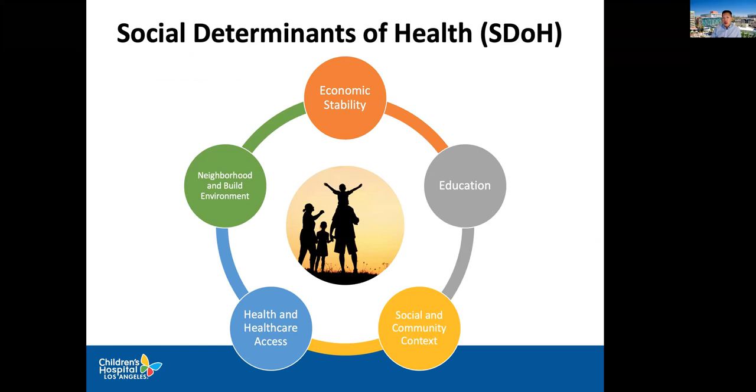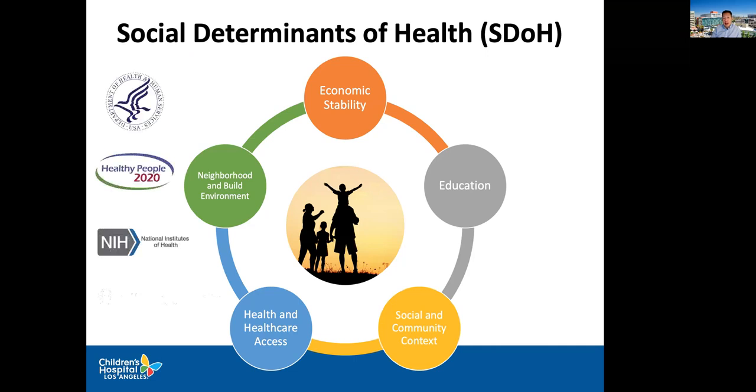To begin with, social determinants of health is an important part of understanding the care that we deliver in a hospital setting. Much of our recent understanding of social determinants of health has us thinking that these are factors that occur outside of immediate medical care that may influence very strongly the health and health outcomes of our patients. For example, items such as economic stability, education, social and community context, health and healthcare access, and the neighborhood and built environment in which our patients and families live may influence health and health outcomes dramatically.